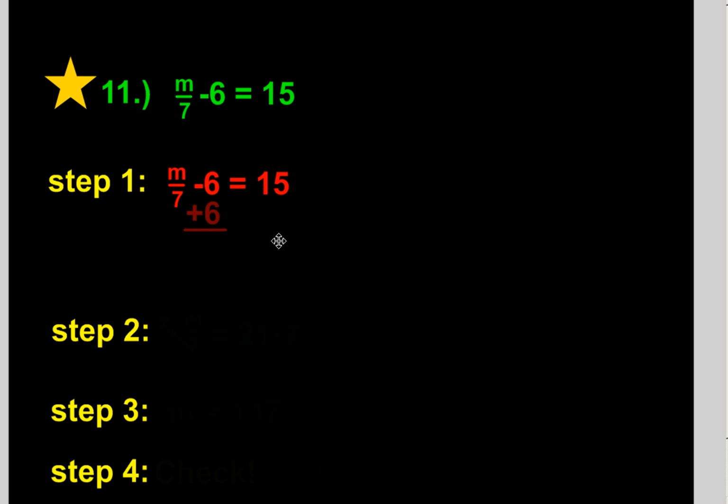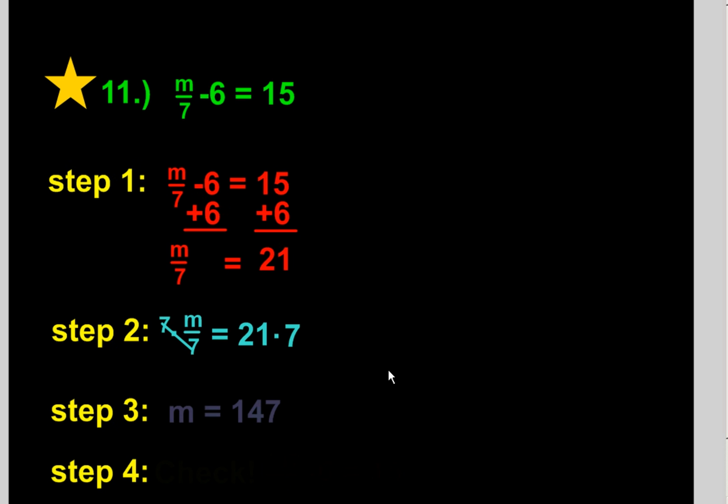If I add 6 to that side, I've got to do it to this side. If I add 6 plus 15, it's going to get me 21, and I get to bring down the m over 7. Take the information I have now, rewrite it. In order to get rid of this 7, I need to multiply by 7, and they'll cancel each other out. But if I multiply by 7 on this side, I've got to do it on this side too. And if I go ahead and follow through, I should get m equals 147.